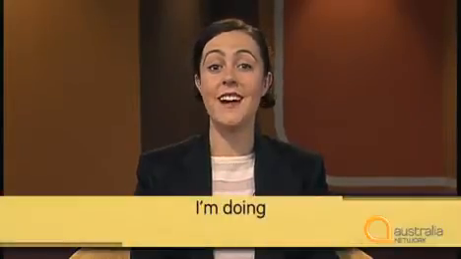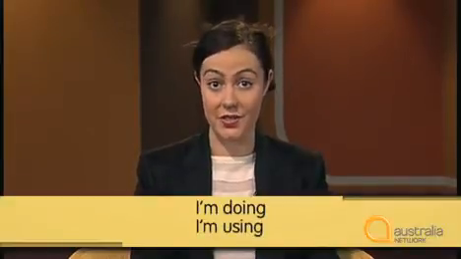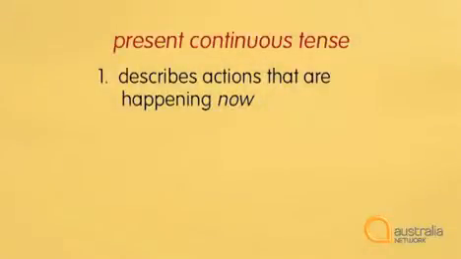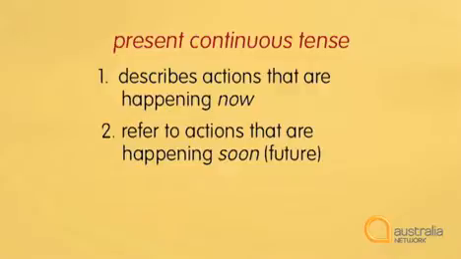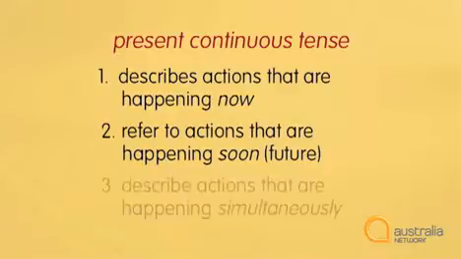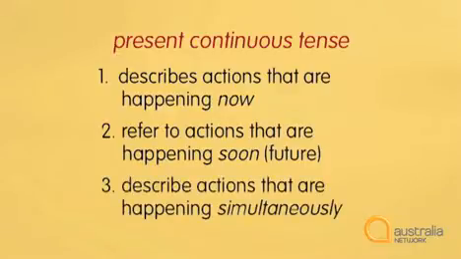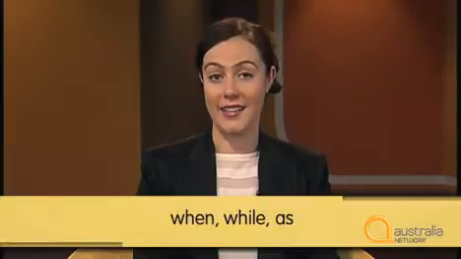Margaret uses the phrases I'm doing and I'm using to describe things that are happening now. We can use the present continuous tense in three ways. Firstly, we use it to describe actions that are happening now. For example, Margaret says, I'm using a telescope. We also use this tense to refer to actions that are happening soon. This is the future aspect. Thirdly, the continuous tense can describe actions that are happening simultaneously or at the same time. In this case, the continuous tense follows the words when, while, or as.